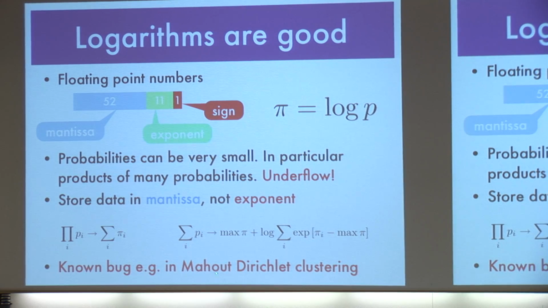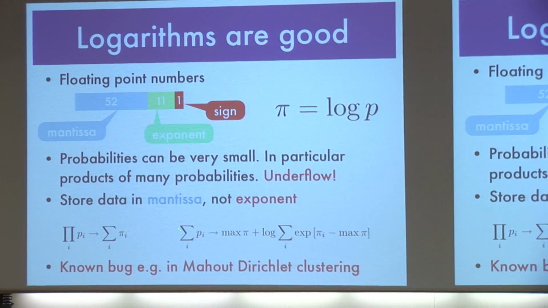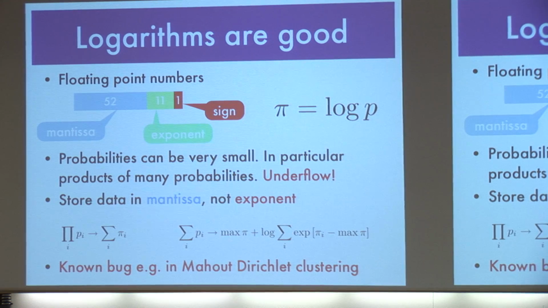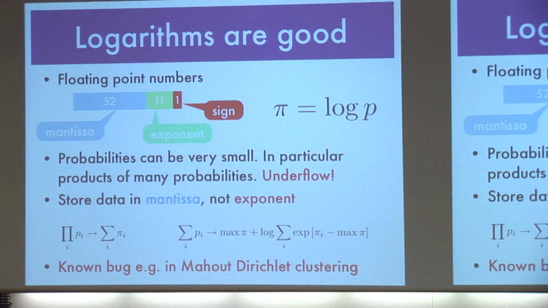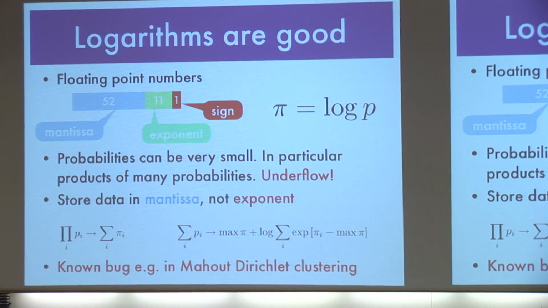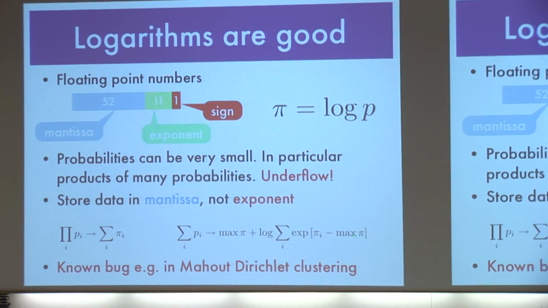However, what it means is that the multiplications and additions have to change. Where I had a multiplication before, I now get an addition. That's good news, that's actually faster. However, if I had a sum before, I now need to replace it by this operation. So I replace p by pi, and now the sum over pi becomes max of pi plus the log of the sum over e to the pi minus max of pi.